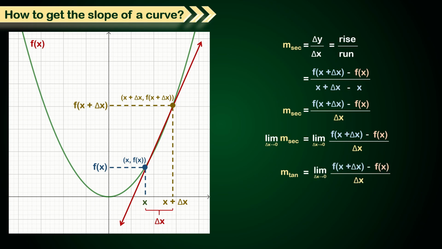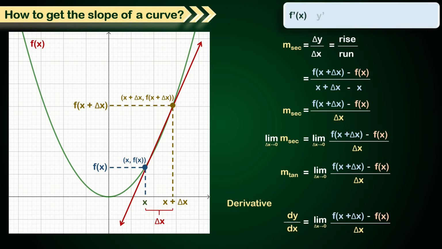To continue this reasoning, remember that we said a while ago that the slope of a curve at a specific point is also the slope of the tangent line. Thus, the slope of a curve at a specific point, or the derivative of the function, can be found using this definition. dy over dx is one of the symbols to indicate the derivative of the function. Other symbols you may encounter are these. There you have it, the definition of the derivative of a function.